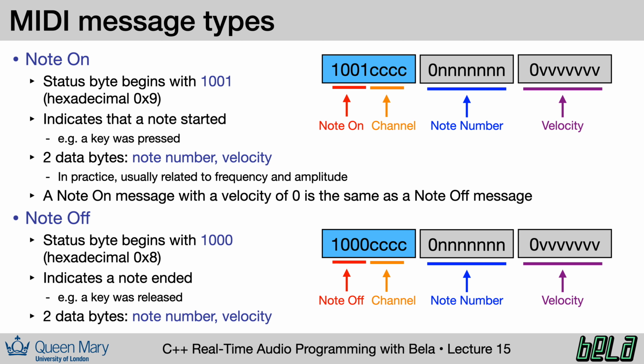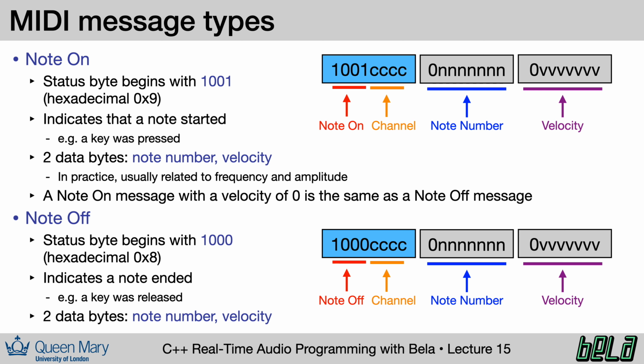Let's now look at a few specific types of messages. First of all, the note-on message. The note-on message always begins with a status byte which has the value 1001, or 9, in the top 4 bits of the byte. This status byte is followed by 2 data bytes. The first of these holds the 7-bit note number, and the second of these holds the 7-bit velocity. Again, these both have values between 0 and 127.